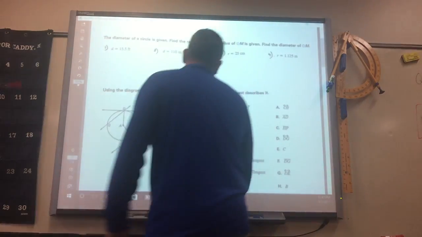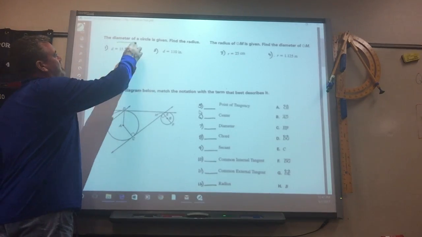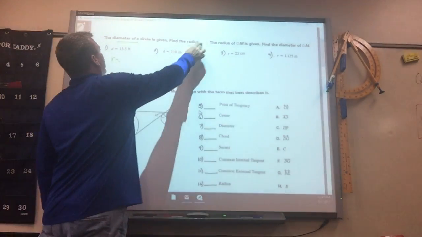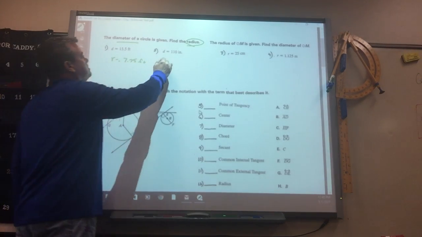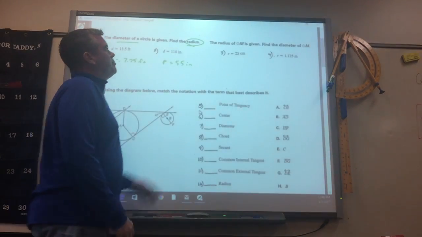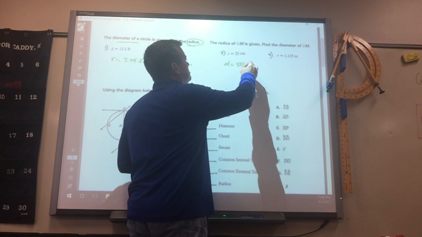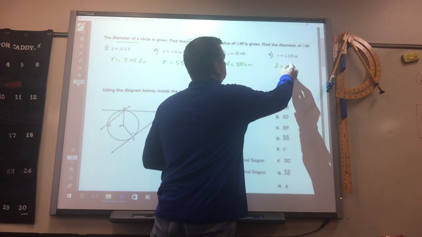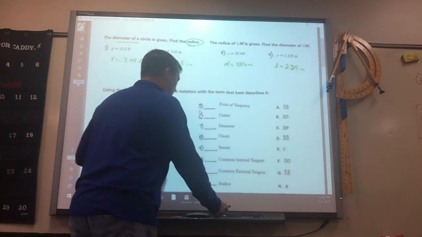Okay, so first one, hopefully no one will get these wrong. 7.7. If you give the diameter, the radius is half. 55. We need a label on those. No, 50. If you know the radius, the diameter is double. 2.25, right?